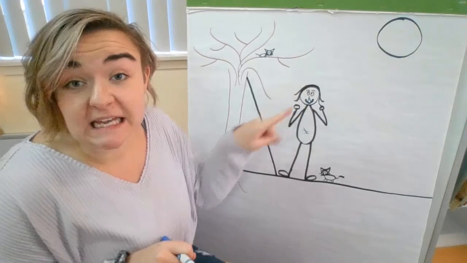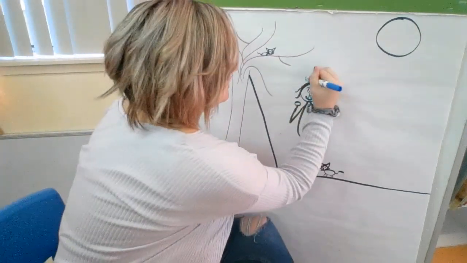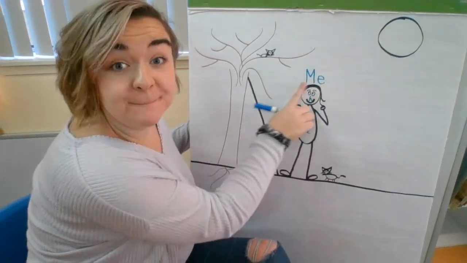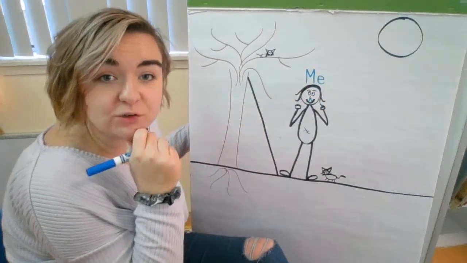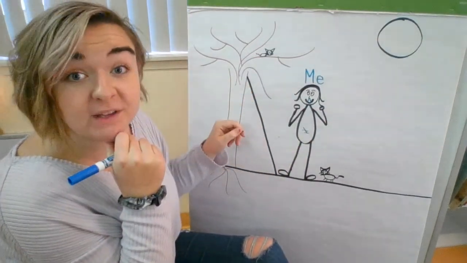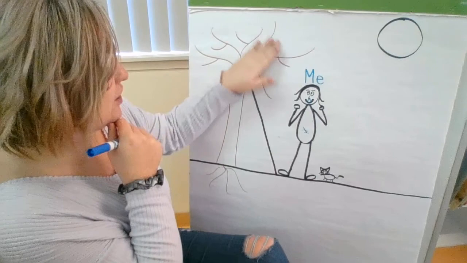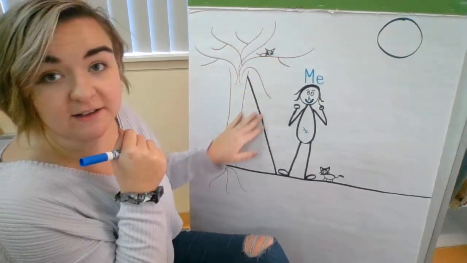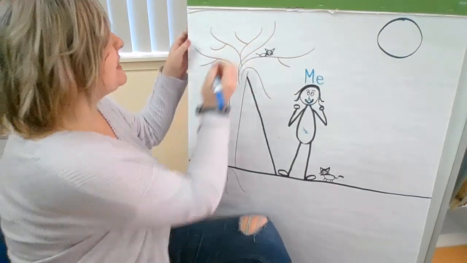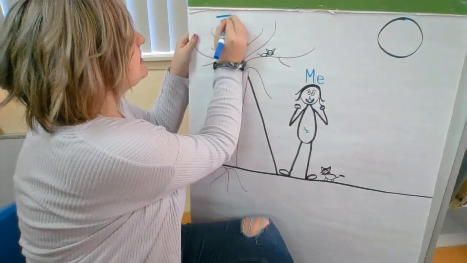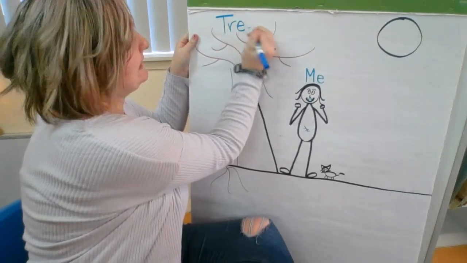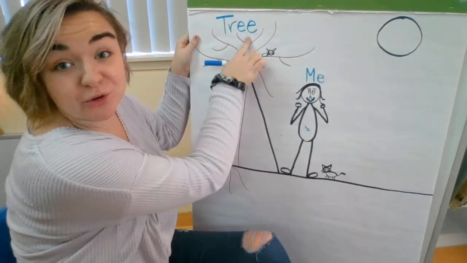So for me, I'm going to write the word me, right? M-E, me. And then what else was in my story? What else do you see on my picture? What's this thing called that Bailey was stuck in? A tree. Yep. And so I'm going to write tree in big letters up here. T, that's that T sound. T, r, e. Tree. That's the word tree.